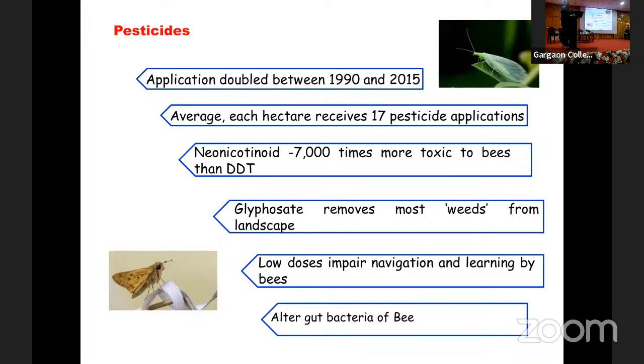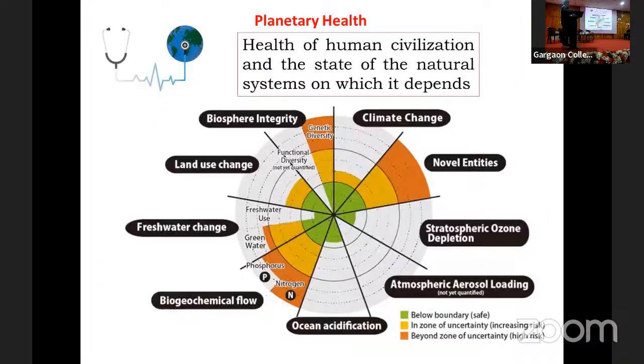Neonicotinoid, which is very dangerous for pollinators, we have to reduce. It is said that it is 7,000 times more toxic than DDT in the case of pollinators. Glyphosate, Roundup, we all have heard about this weedicide. Glyphosate is a product of Bayer. That pesticide is now in Assam also, particularly in tea gardens, and in our households also, many people use fungicide. So those have a lot of negative effects.